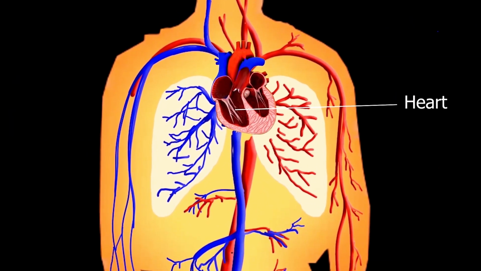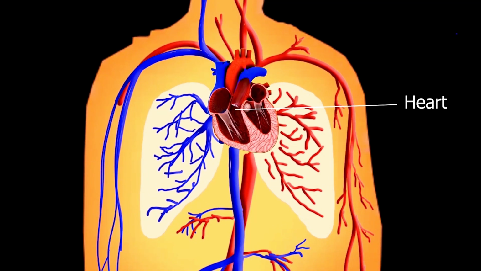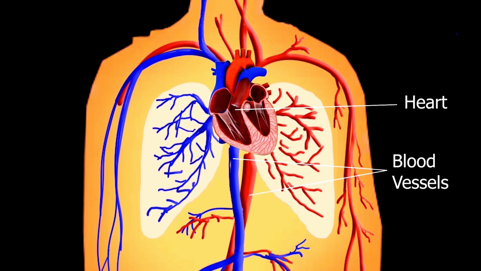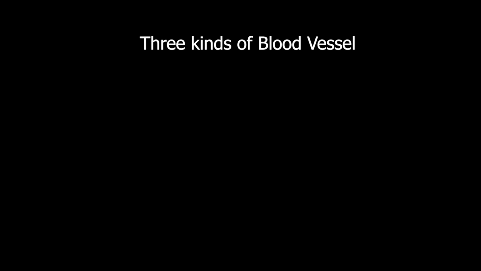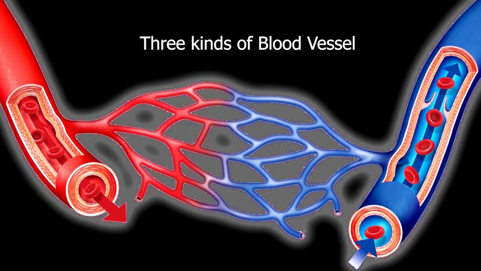1. Heart. It pumps the blood throughout the body. 2. Blood vessel. It carries the blood throughout the body. There are three kinds of blood vessel. Each of these plays a very specific role in the circulation process.